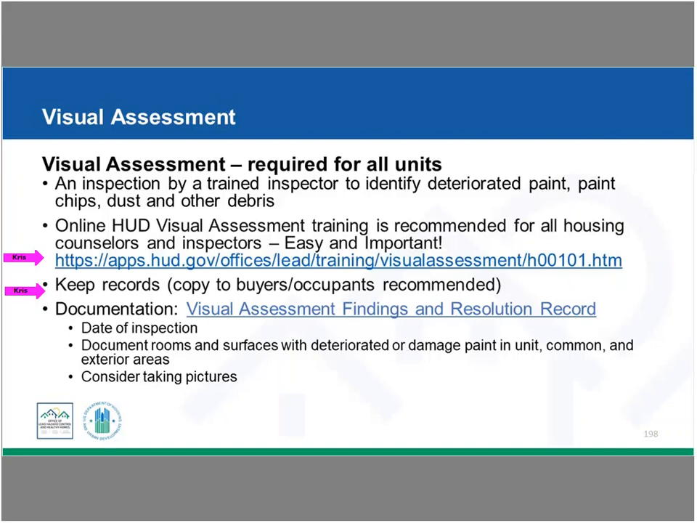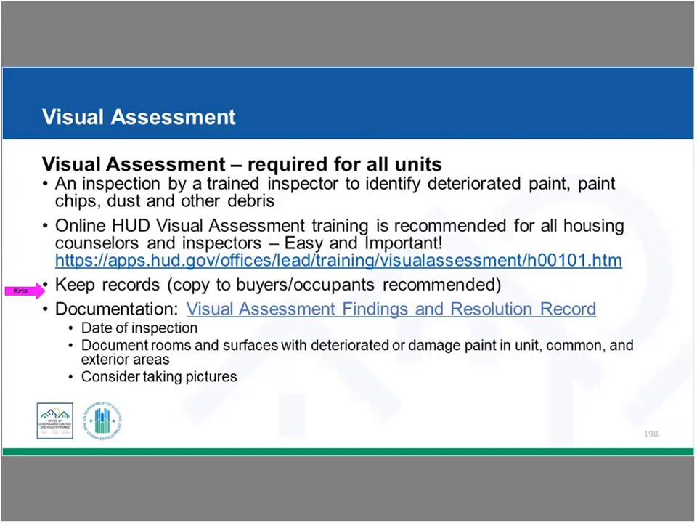You want to make sure you're keeping records, so have copies from someone who's been trained in visual assessment, and then as they do visual assessments of the different units, they want to have some type of record for that. We have a sample document here. When you click on this link, it goes to a visual assessment findings and resolution record. This could be a sample form that you could use.